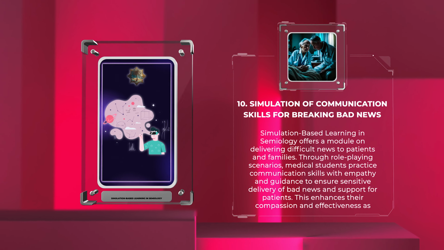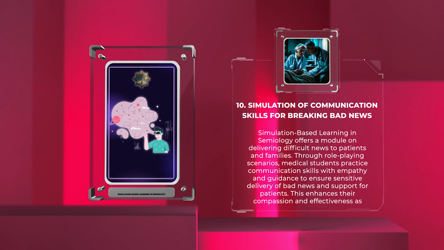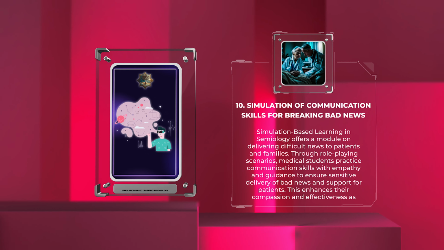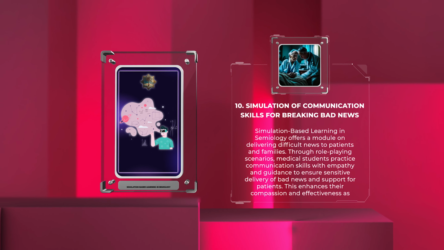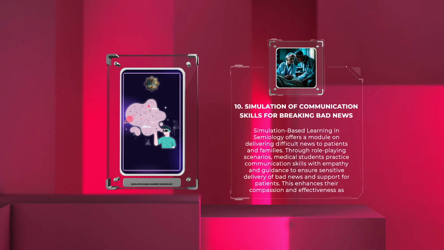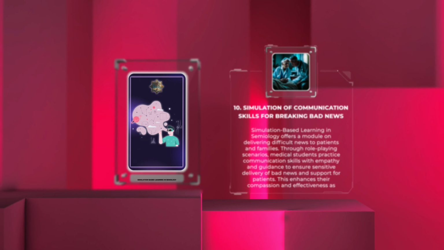Through role-playing scenarios, medical students practice communication skills with empathy and guidance to ensure sensitive delivery of bad news and support for patients. This enhances their compassion and effectiveness as healthcare providers.